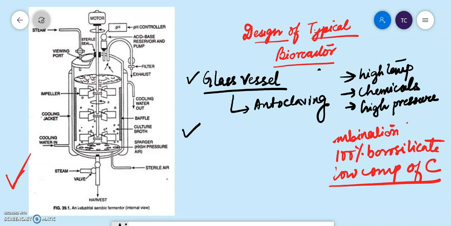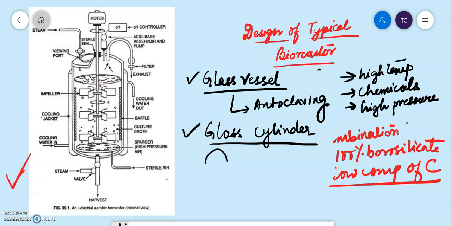Then comes another type, the glass cylinder. In this type, the cylinder part is made of glass, and the top and the bottom are made of stainless steel.